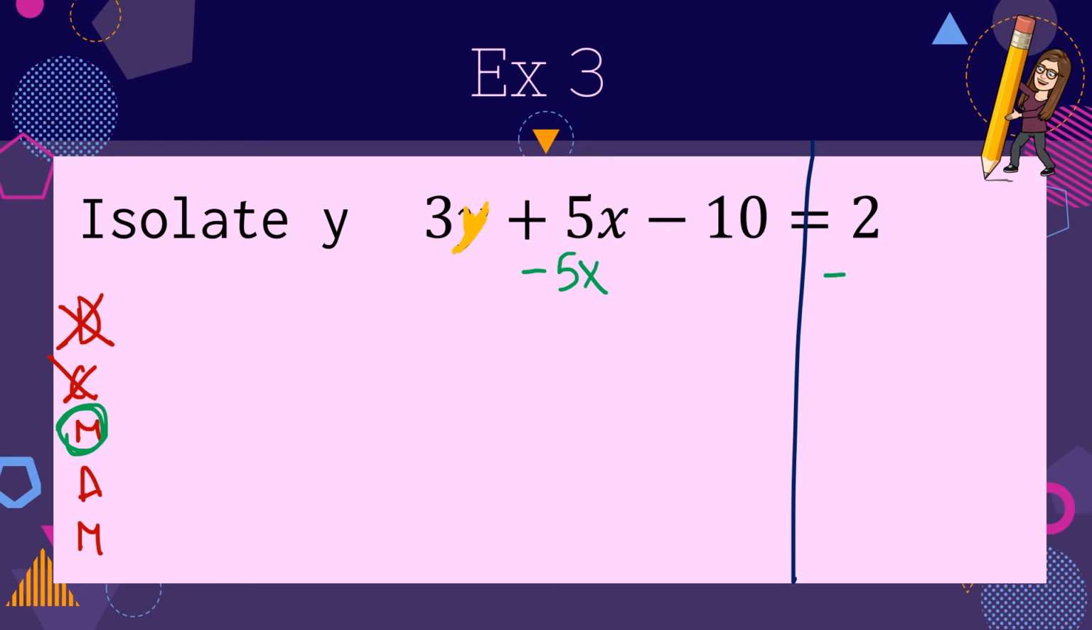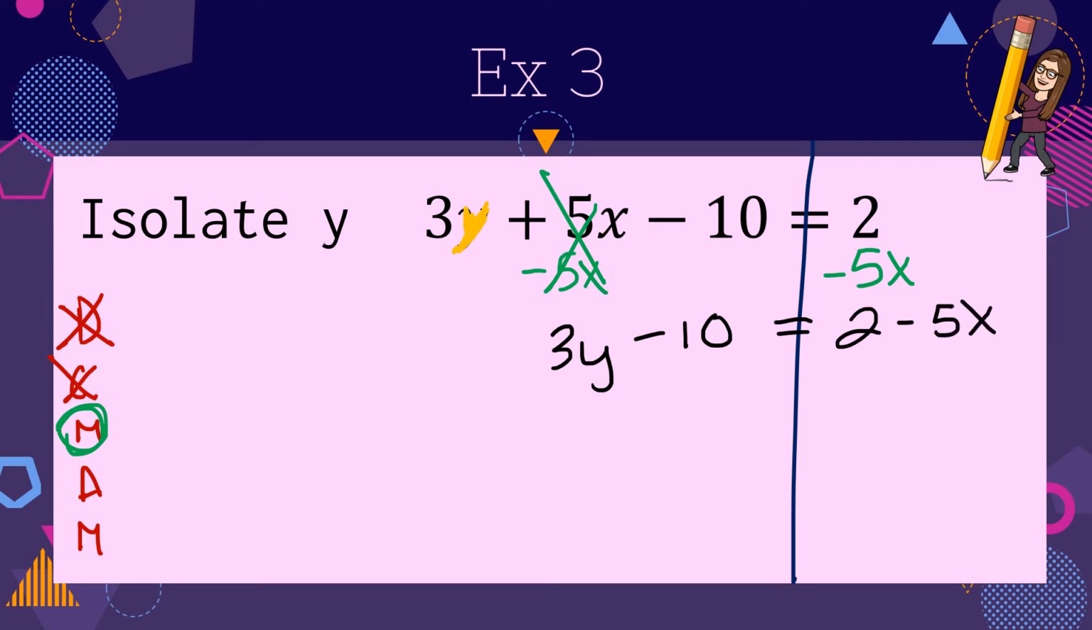All right, if I subtract 5x from one side, I subtract 5x from the other. Let's see what falls down. 3y falls down, minus 10 falls down, and I have a 2 minus 5x. They don't go together, so we just get to write them.